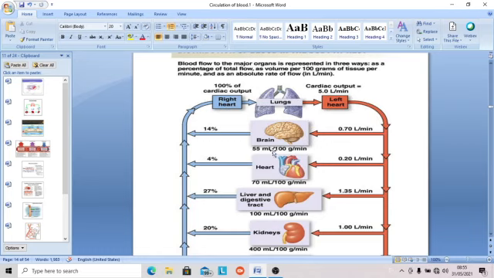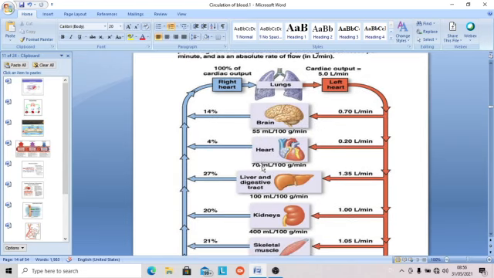The brain gets 55 milliliter per 100 gram of tissue per minute. This is 14%. And the brain gets about 55 milliliter. Heart gets about 70 milliliter per 100 gram tissue, because it's constantly working. Constantly working. Brain can rest during the sleep.